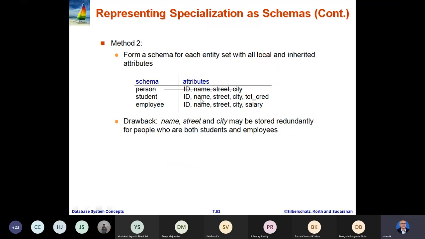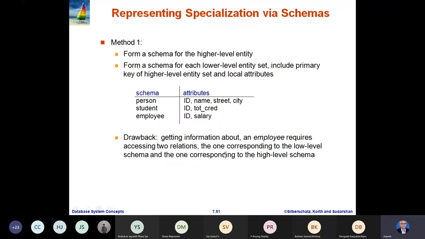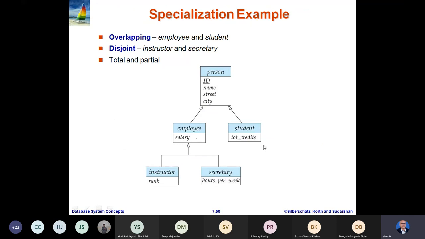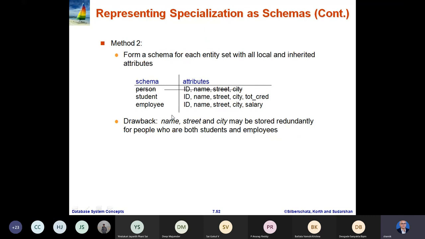So that is good. But one point that you note is that in this case, because this is overlapping and some students are employees and some employees are students, in this method, what will happen? Say ID1 is both a student and also an employee. Then for that student, I will have one row here which will have the name, street, and city in the student table, and also for the same ID1, that name, street, and city, I'll have in the employee table. The additional information I'll have is the salary and the total credits. Okay. So that is a drawback.